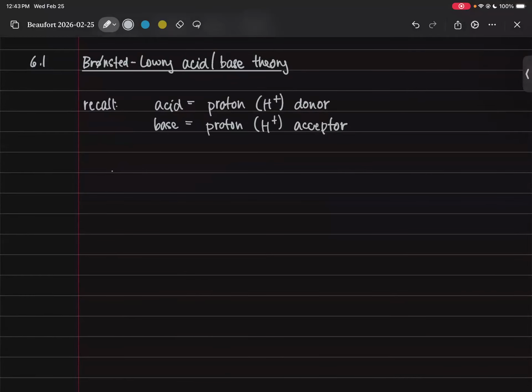So an example of this would be hydrogen chloride. Notice I'm calling it hydrogen chloride and not hydrochloric acid, because what we're going to make is hydrochloric acid. Hydrogen chloride reacts with water to give us chloride, Cl minus, and the hydronium ion, H3O plus.